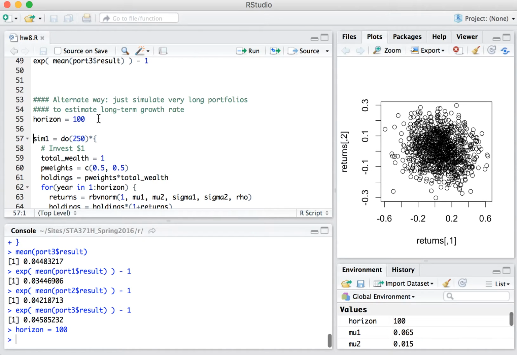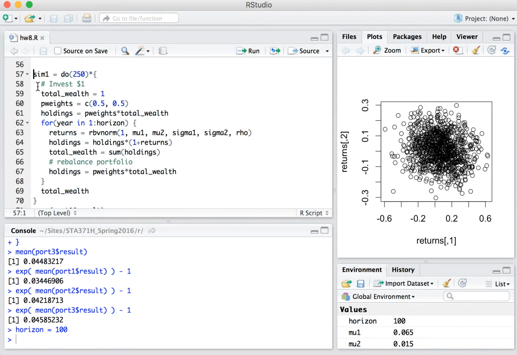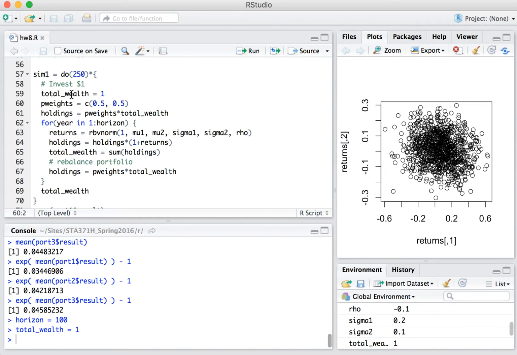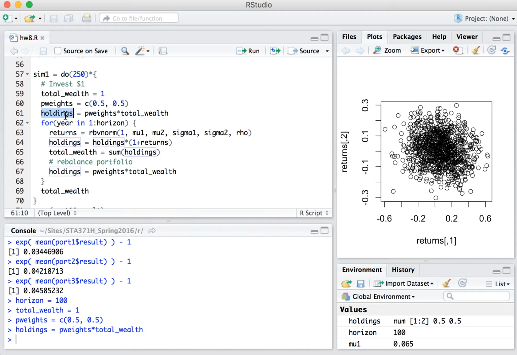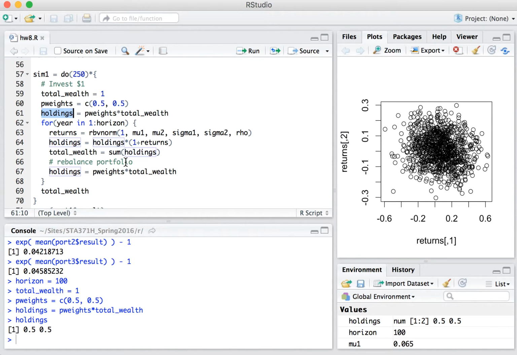All right, so let's pick a horizon of 100, and let's look at what I'm doing here inside the do loop. I'll just simulate the growth of a dollar of investment. Doesn't matter how much my initial wealth is, so my total wealth starts out as a dollar. And here I'll simulate the 50-50 split, although you can modify this script to do whatever split you want. So I've got my portfolio weights as 0.5, 0.5, that vector right there, which means that my holdings are a measly 50 cents in each of stocks and bonds right here.